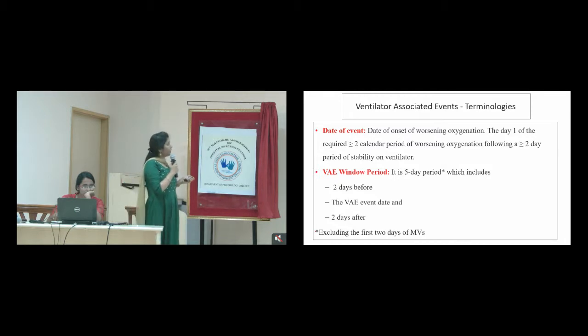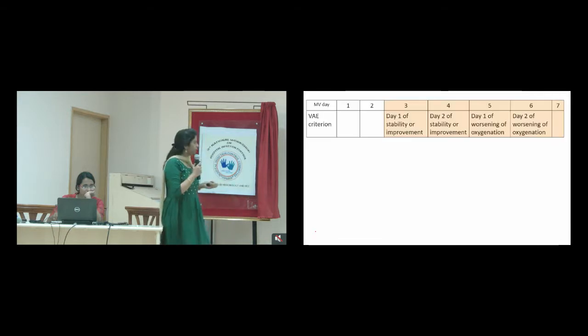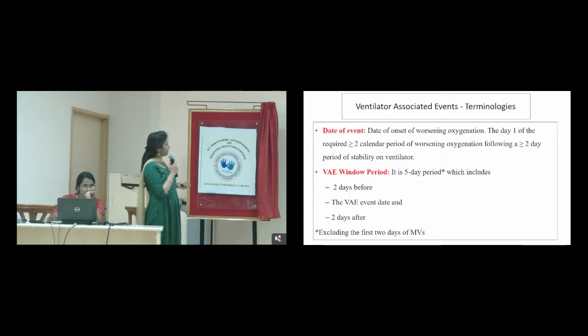So the first VAE window period is 2 days before and 2 days after the worsening of gas exchange. Date of event is worsening of gas exchange. 2 days before and 2 days after is the window period. So can you see this example? You have one more thing. The last point here you should remember, we are not going to consider the first 2 days of mechanical ventilation.